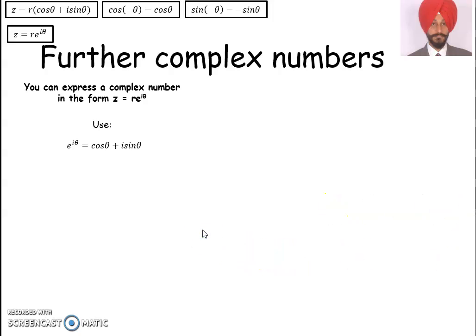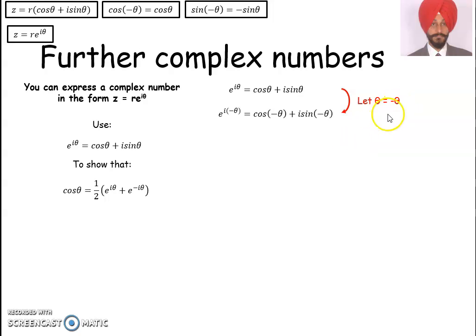So e raised to the power iota theta, what is e raised to the power iota theta? That is cos theta plus iota sin theta. And to show that cos theta is equal to 1 by 2 (e raised to the power minus iota theta plus e raised to the power iota theta). So e raised to the power iota theta is equal to cos theta plus iota sin theta. Let us change theta to minus theta. So e raised to the power minus iota theta is equal to cos minus theta plus iota sin minus theta. But cos minus theta is equal to cos theta using the identity, and sin minus theta is equal to minus sin theta.